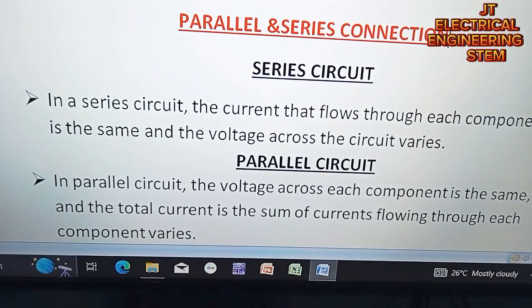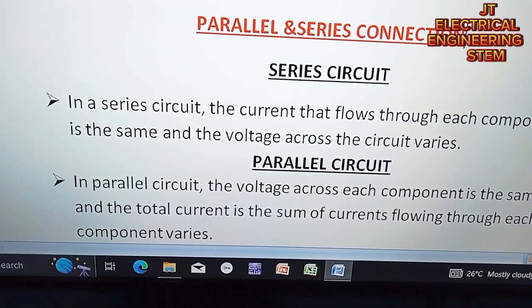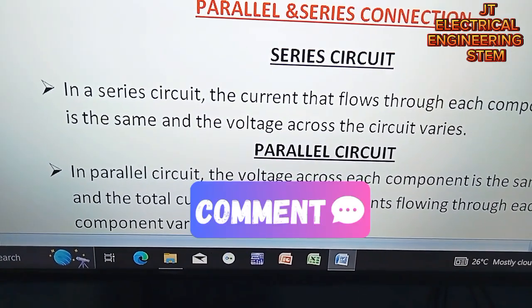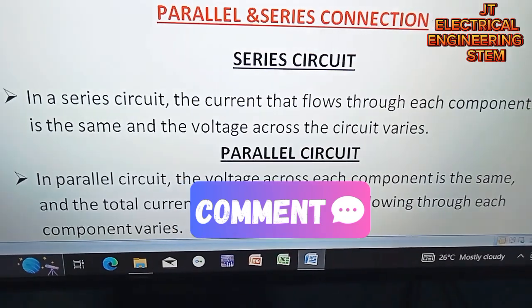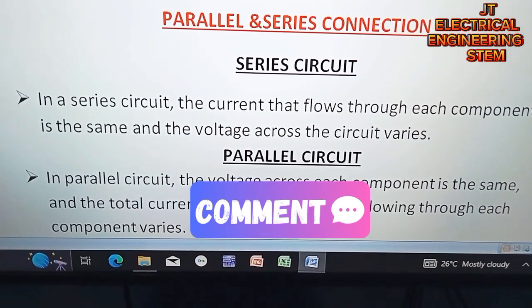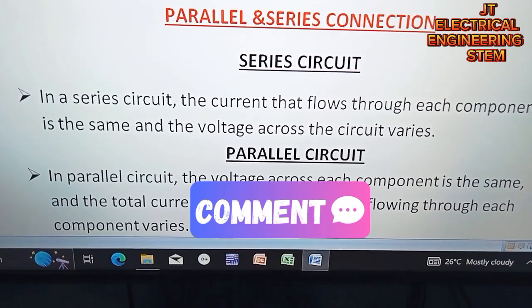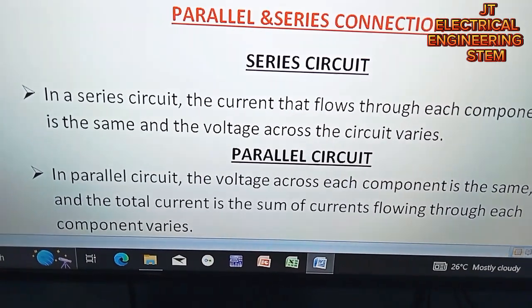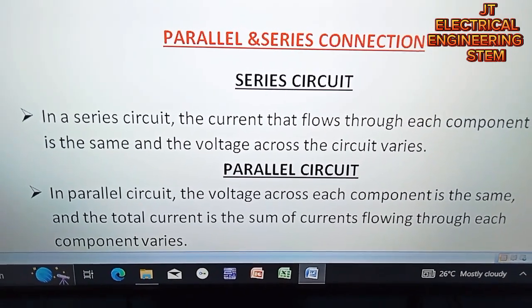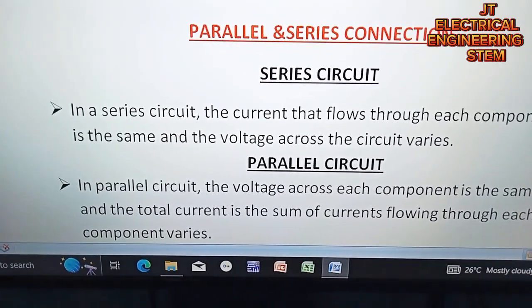So here we have series circuit. In a series circuit, the current that flows through each component is the same and the voltage across the circuit varies.